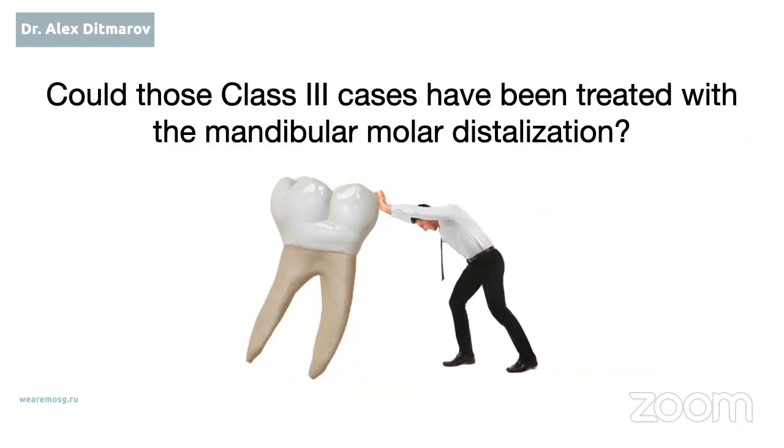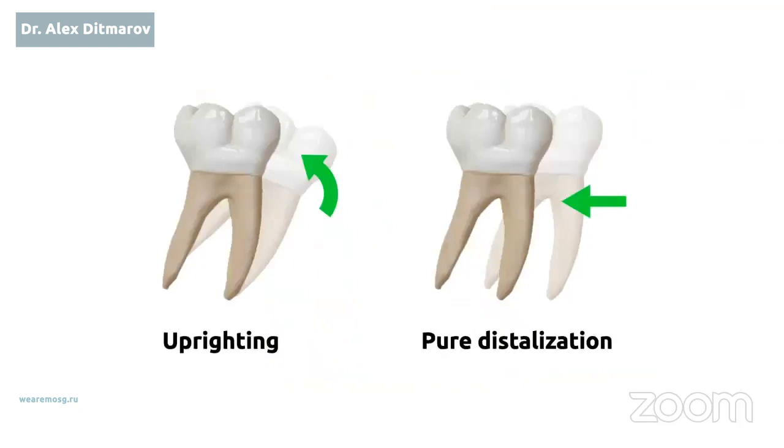Before I look to scientific evidence, I want to briefly outline that there are 2 options to push your molars back. The first option is called uprighting. It is when your root apexes are staying put at the same place and you're just uprighting your crown. And the second way you push your molars back is called pure distalization. Then you have a bodily movement of both your roots and your crown.